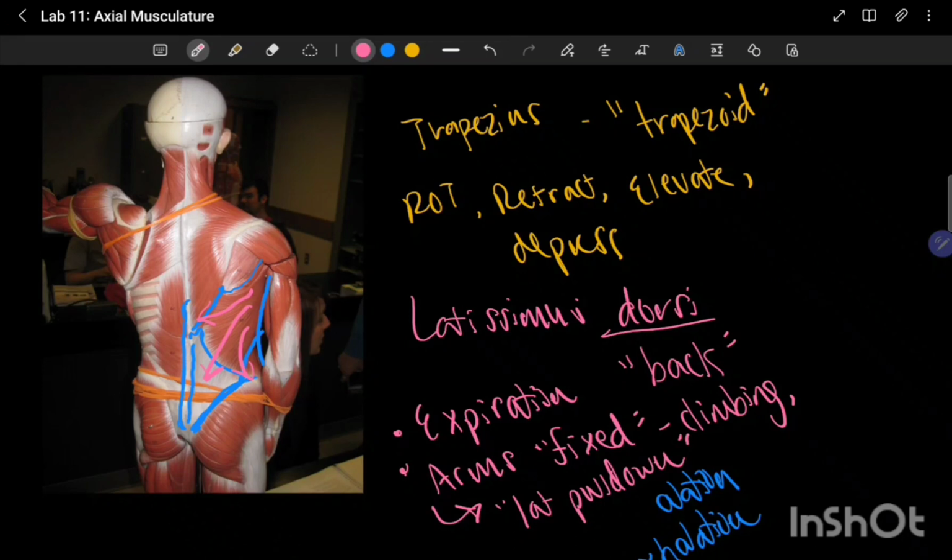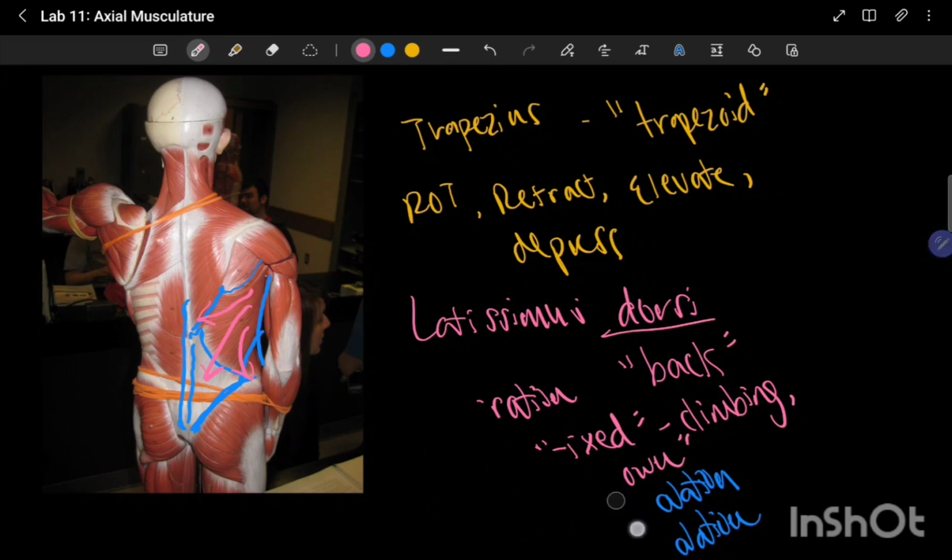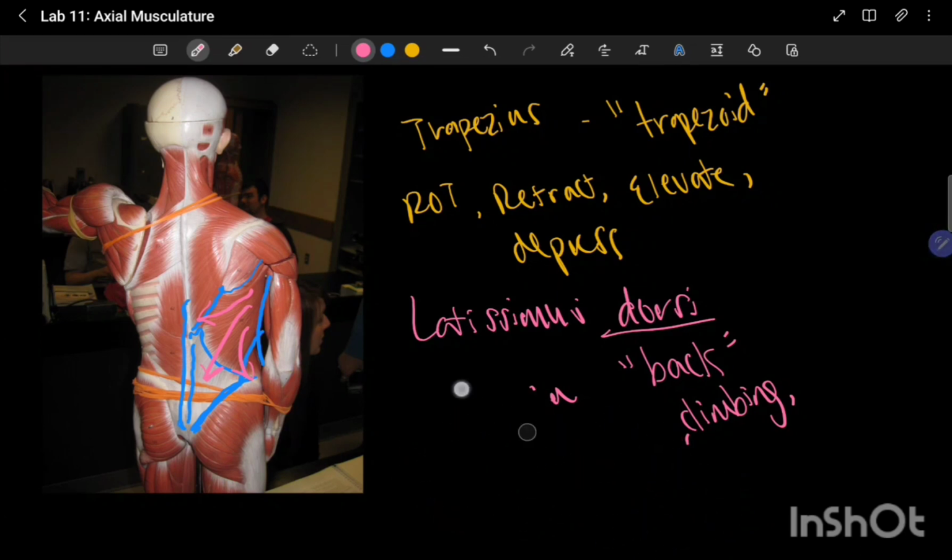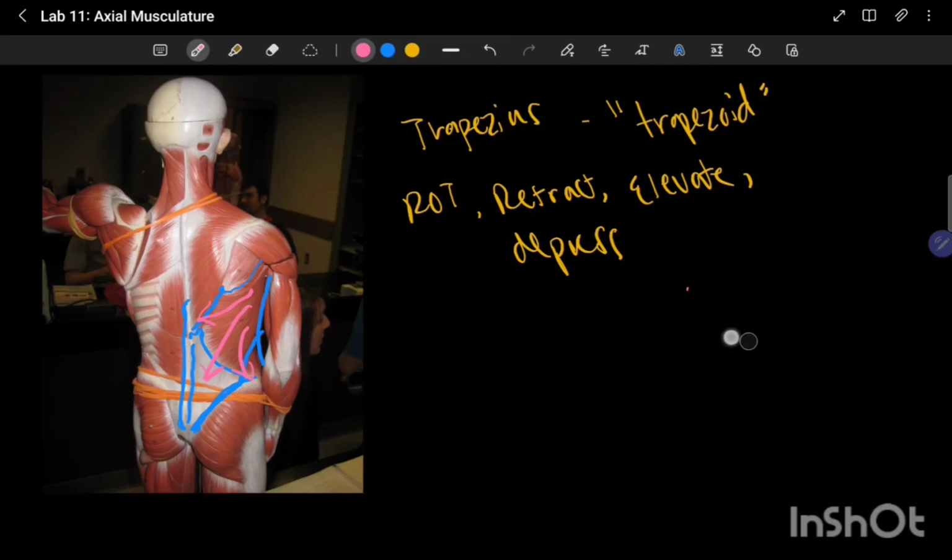Okay, we have a couple superficial muscles in the head and neck region. Let's get this out of the way. These are less likely to be tested on the exam, but I'll just point them out, make sure we covered them.